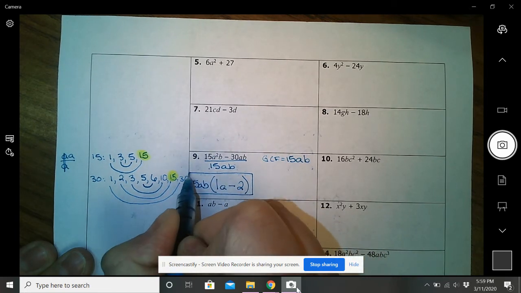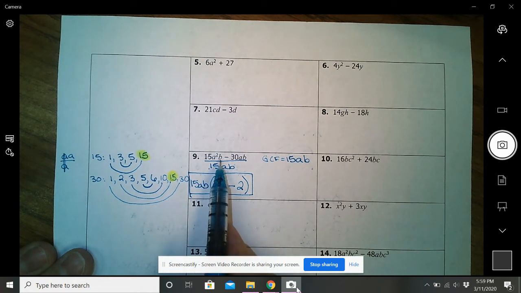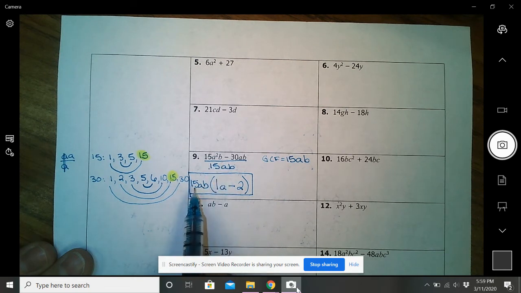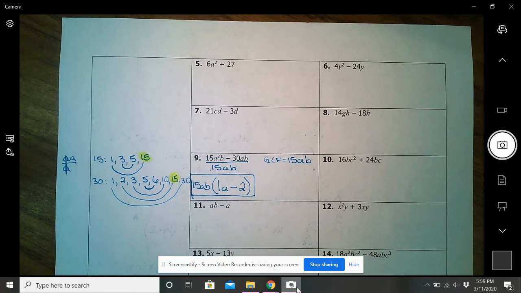To check your work, distribute this back out. 15 times 1 is 15. A times A is A squared. B times no B is a B. 15 times 2 is 30. A times no A is an A. And B times no B is a B. You can always check your work by distributing.